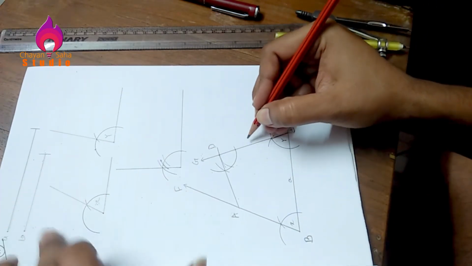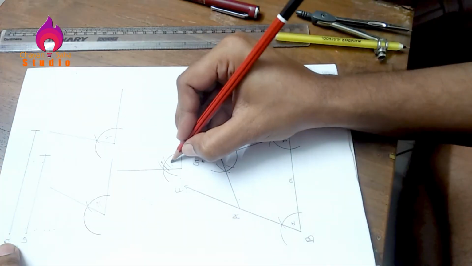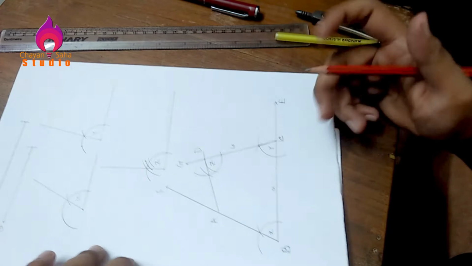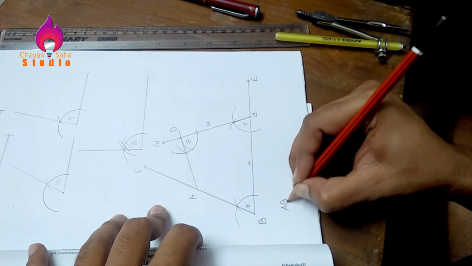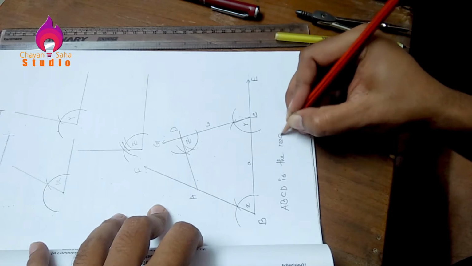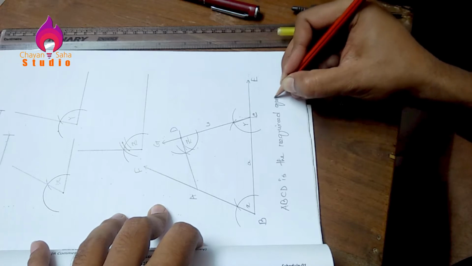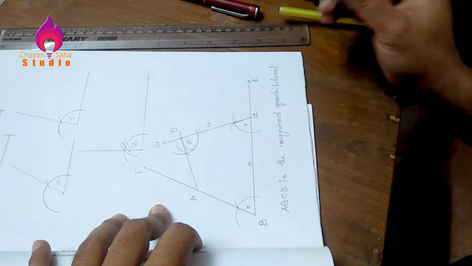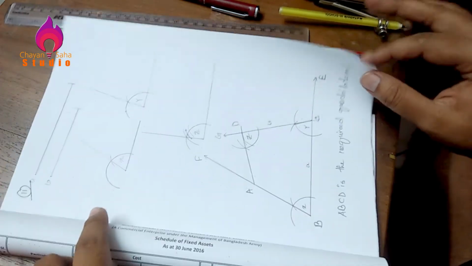This is A, the side, and the other side is B. Let's assume this is angle Z and this is angle Z. So A, B, C, D is our required parallelogram, required quadrilateral. Okay, done. So this is construction 11. Well, I hope you guys understood.